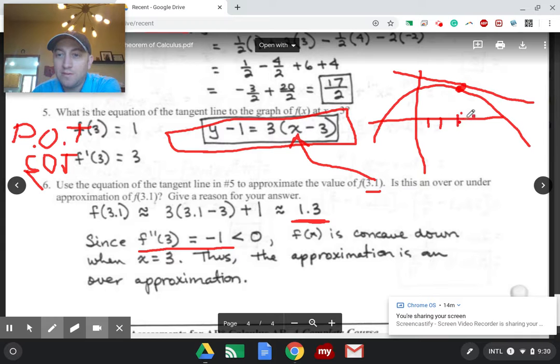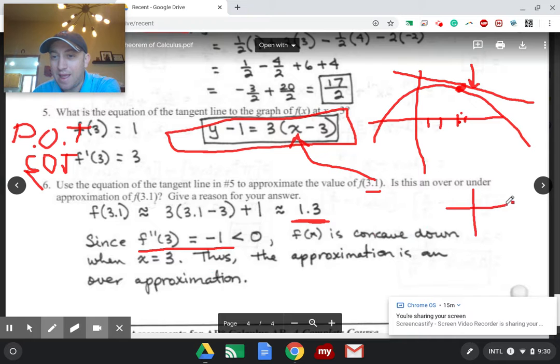So if I go just to the right of 3, say like right here, is that an over or under the actual value at 3.1? Since it's concave down, my tangent line is going to be on top of it. So this would be an over approximation because my tangent line is above the actual value. That's why we're talking about concavity with this problem. If it's concave down, it's going to be an over approximation.